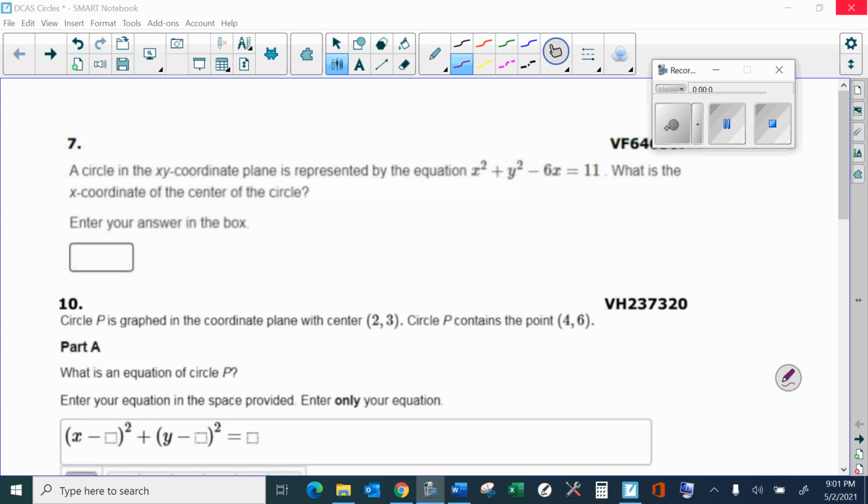Okay, students, we're going to go over some old DCAS problems that deal with circles. These are what you can expect to see on the DCAS. Okay, circles is big, as I've told you. All right, so we have an equation of a circle here.